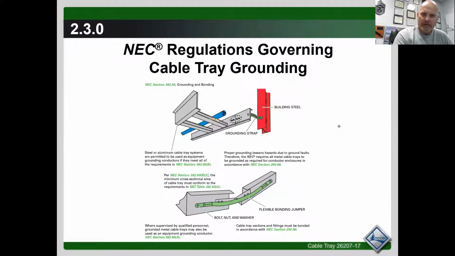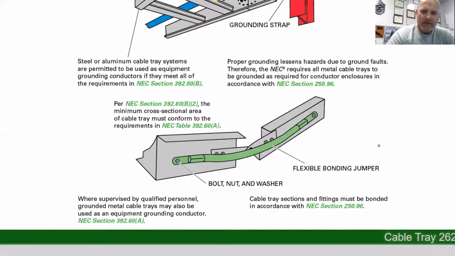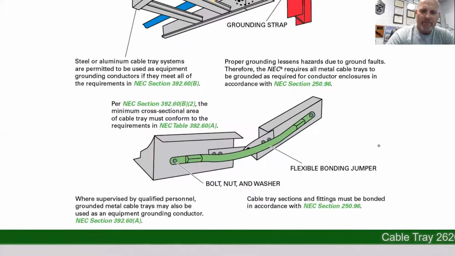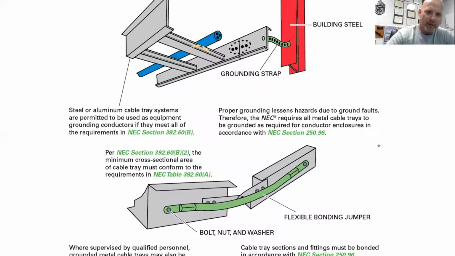More cable tray governing. You've got to bond it. Anytime there's a steel building, you have to bond it. Steel or aluminum cable tray systems are permitted to be used. It's got to be bonded and grounded up here, as you can see in that illustration right there, from beam to beam. The minimum cross-sectional area of a cable tray must conform to these requirements.